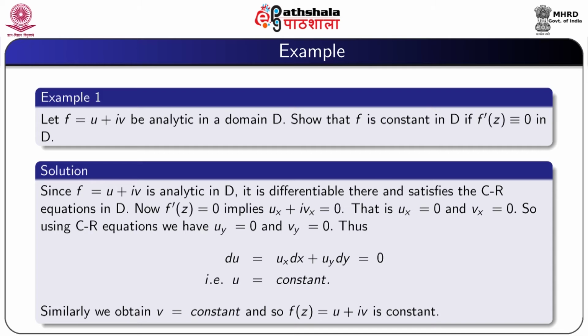Since u and v satisfy the CR equations, using them we obtain uy equal to 0 and vy equal to 0. Thus, we get du, which is equal to ux into dx plus uy into dy, and that is equal to 0. So, after integrating we get u equal to constant. Similarly, we get dv equal to 0 and v is constant. Therefore, f(z), which is equal to u plus iv, is constant.